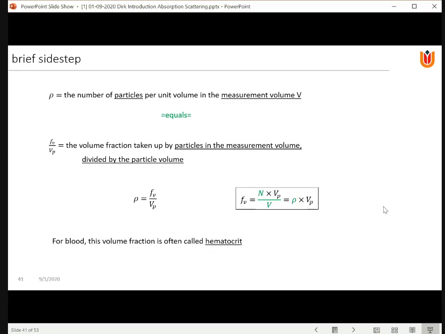In case of blood, this volume fraction has its own name. It's called the hematocrit. You've probably heard of that. Does anybody know what the typical value for hematocrit is? Normal people.